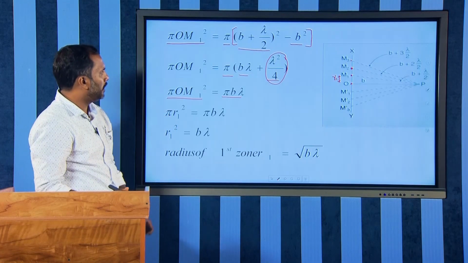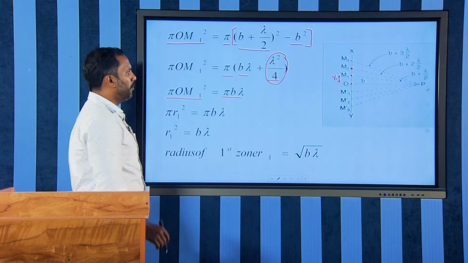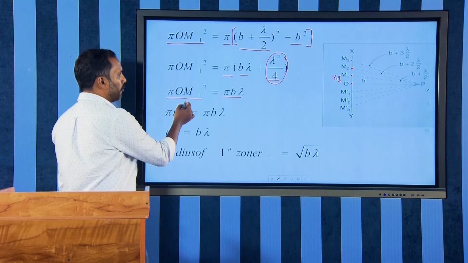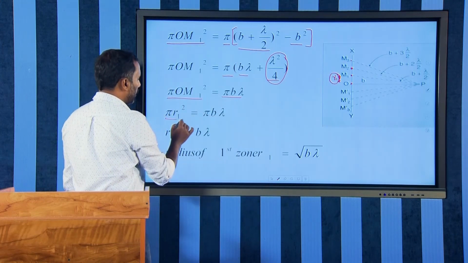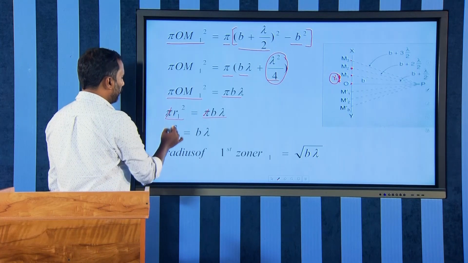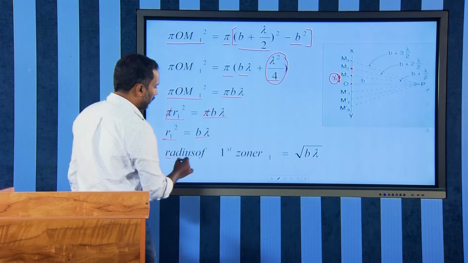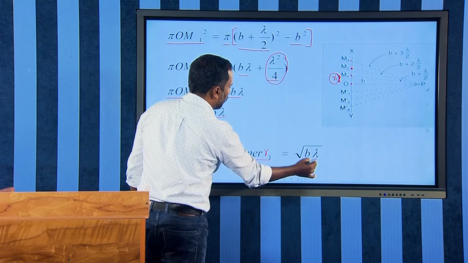So, we are just neglecting that one, and then pi OM square is equal to pi b lambda, where b is the distance, lambda is the wavelength of the light itself, and OM1 is nothing but the radius of the first zone. Then pi r1 square is equal to pi b lambda, and if I cancel pi and pi, then I will get r1 square equal to b lambda, and therefore the radius of the first zone r1 is equal to root b lambda.